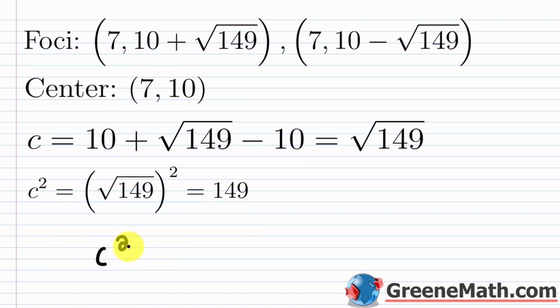So remember that c squared is equal to a squared plus b squared. So how do we get c? Remember, c is the distance from the center to each focus. So if you have this 7, 10 plus square root of 149, and the center at 7, 10, well, again, all you have to do is take 10 plus the square root of 149 and then subtract away 10. That means I'm traveling from the center up by the square root of 149 to get to that focus right there. If I square the square root of 149, I'm just going to get 149. So c squared equals 149.